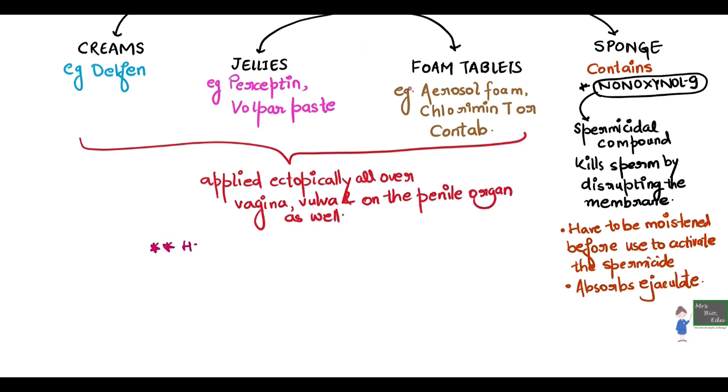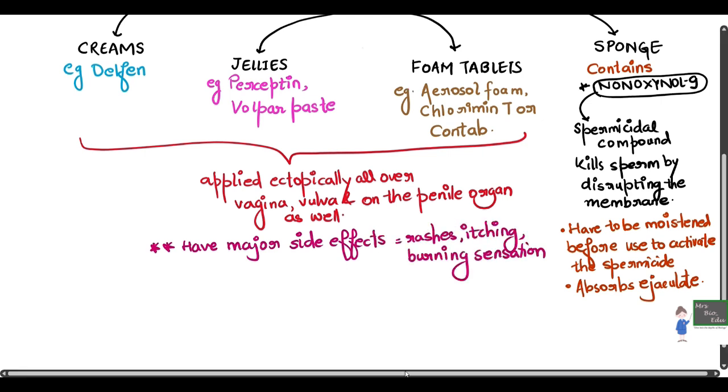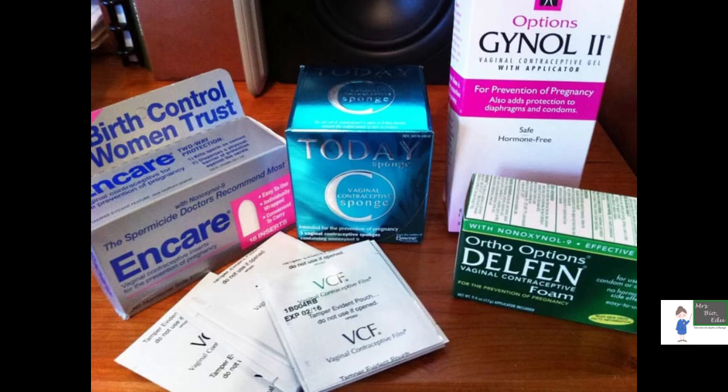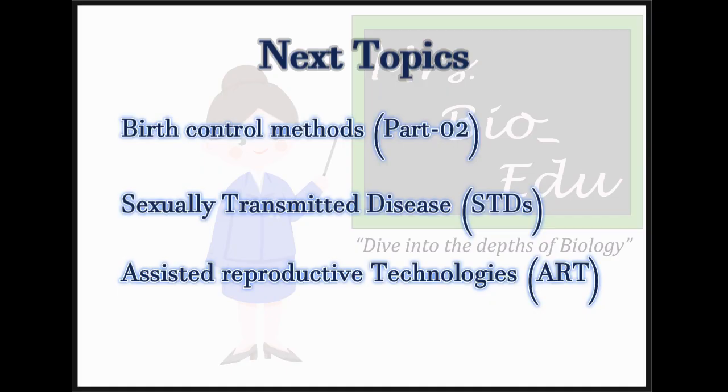That's it. The problem with creams, jellies and foam tabs is that they are applied topically over the vagina, on the vulva and penile organs, so they have major side effects. They cause rashes, itching, burning sensation, hence they are not very commonly used. So this is how they look. You see there's a Delphin foam here, and then we have diaphragms and condoms that say they are hormone free and safe. We have today's sponge sitting in the center. These are all the chemical methods. The only thing is that they have side effects, except for the sponge, which does not have a lot of side effects.